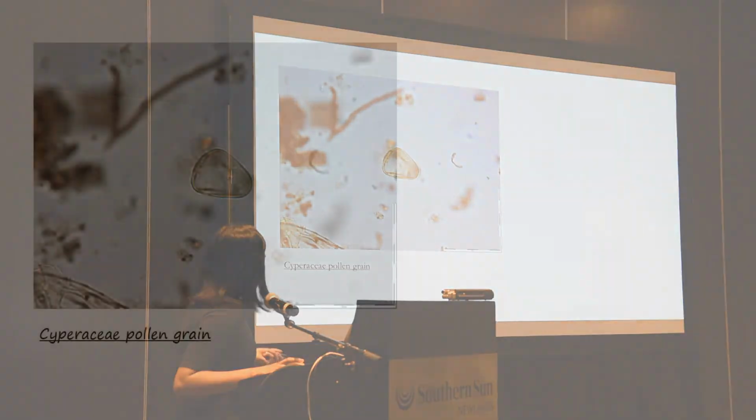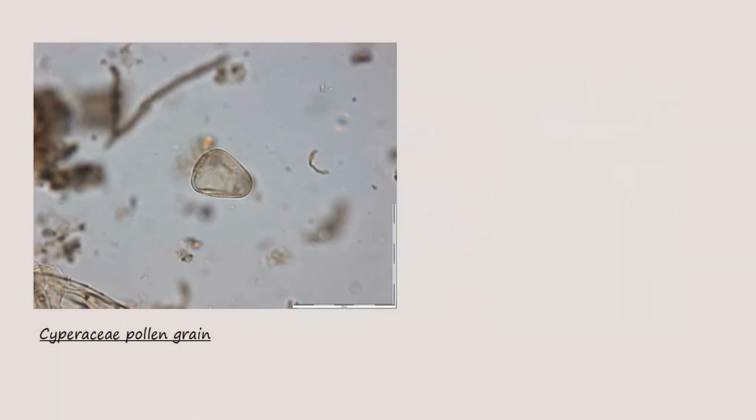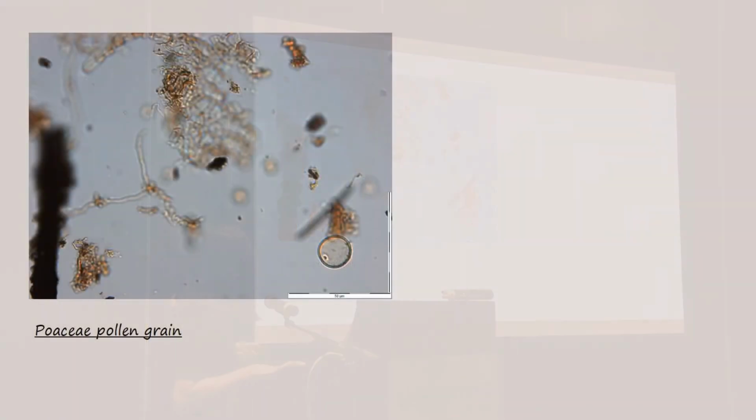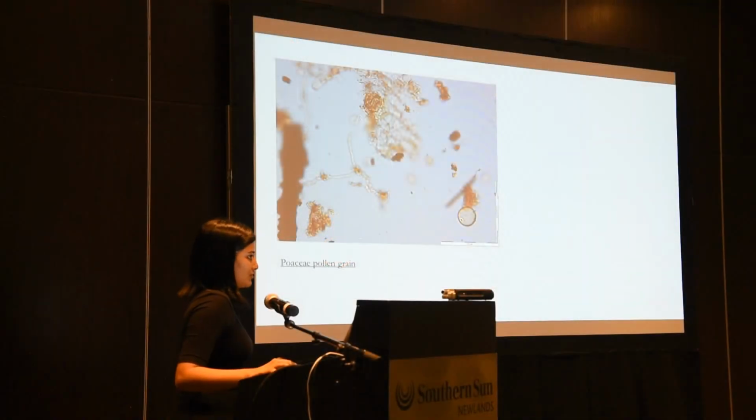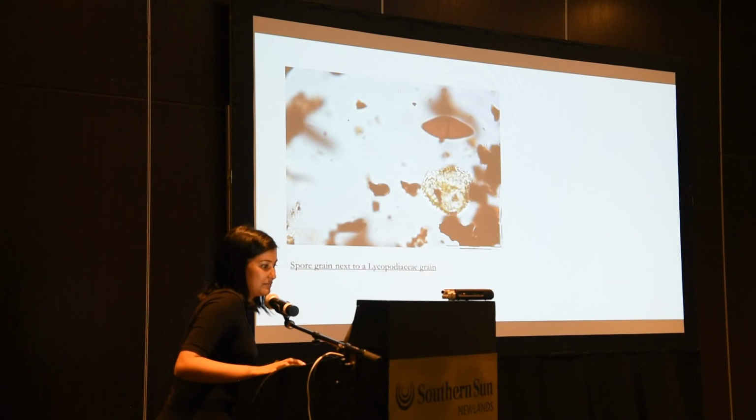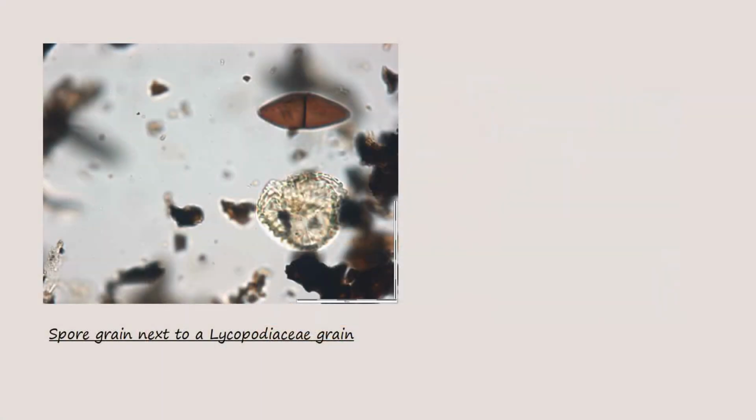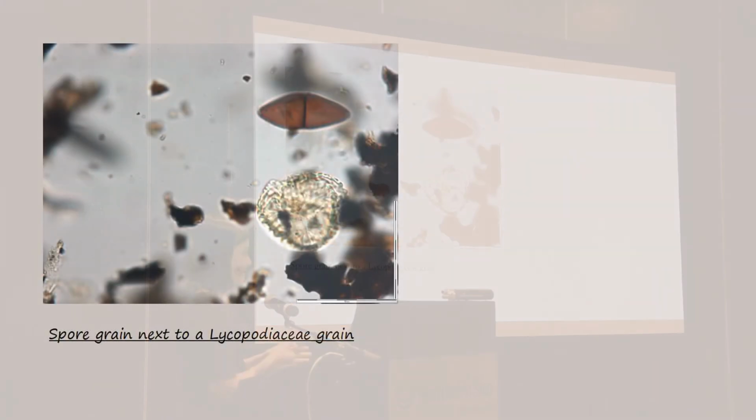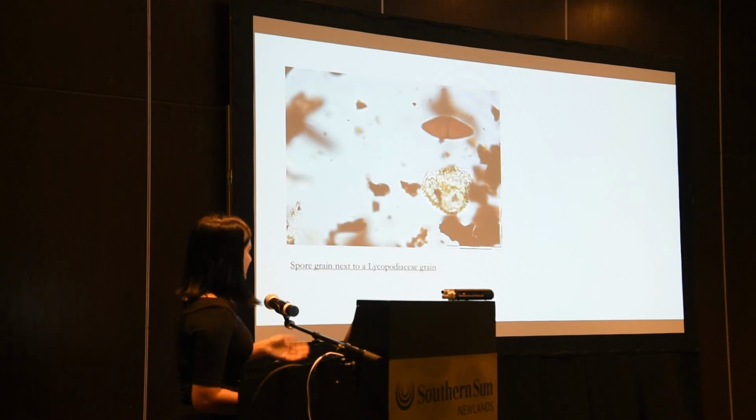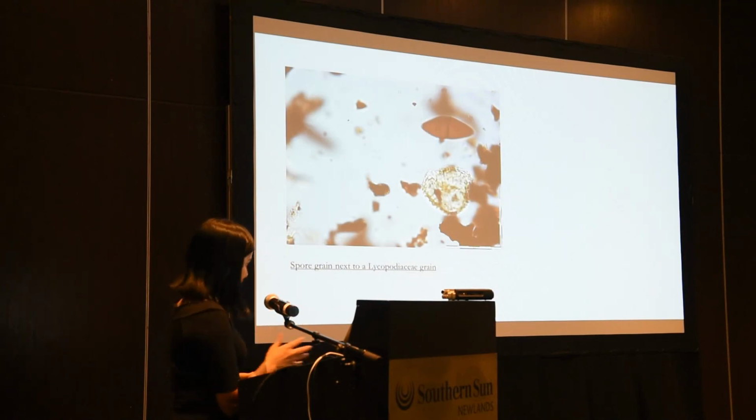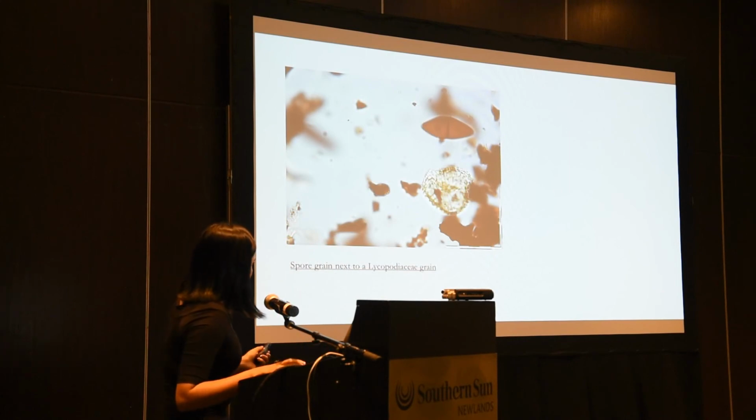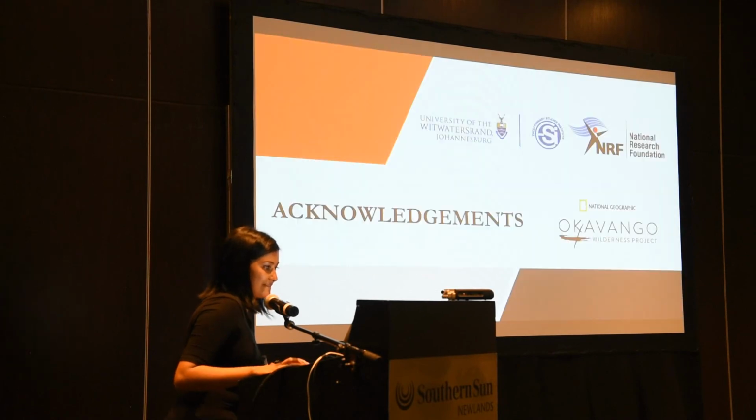This is a Cyperaceae, which is sedges, and this is a Poaceae pollen grain, which was the most abundant in all the samples, so the grasses. There were a lot of spores in our samples, but they weren't identified down to genus or anything. They were just classified under spores because there are too many different genera of them, and that's next to a Lycopodiaceae grain. Thank you.